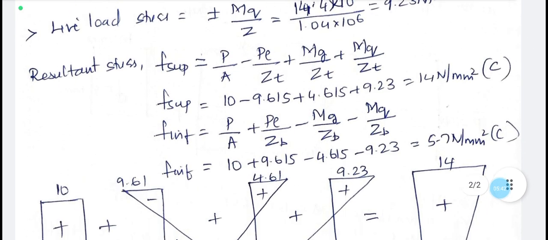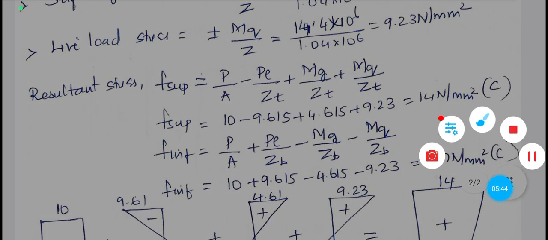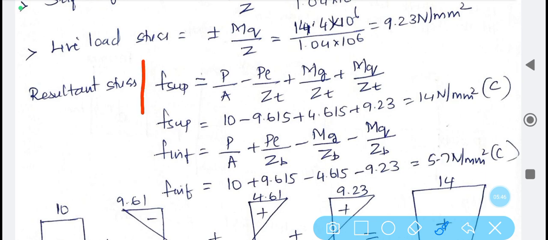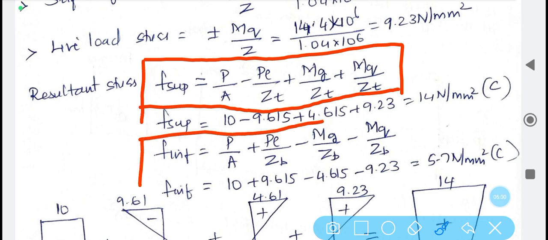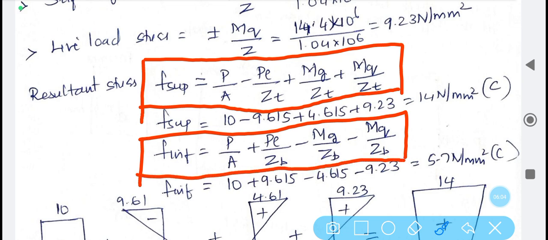and the resultant stress is given as F superior with respect to the topmost fiber. It is given as P by A minus PE by ZT plus mg by ZT plus mq by ZT, whereas F inferior, that is stress at the bottommost fiber, is given as P by A plus PE by ZB minus mg by ZB minus mq by ZB.